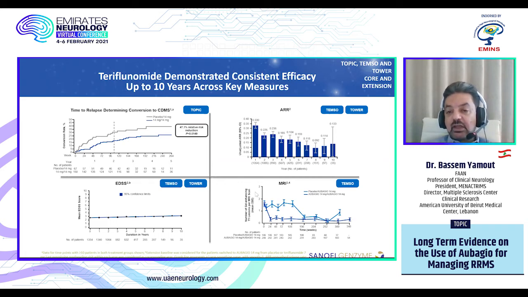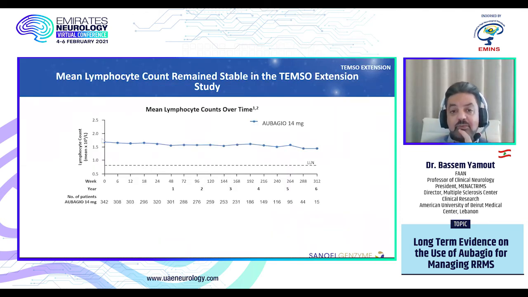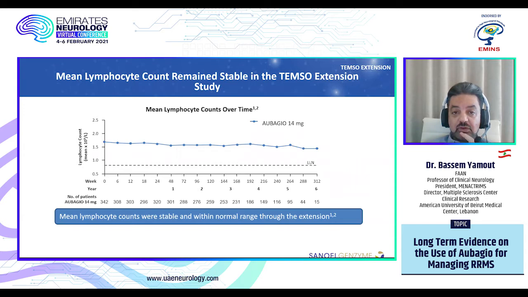So the long-term data shows that this efficacy is maintained for a very long time, whether on relapses or on MRI activity. The mean lymphocyte count also stays stable. So this mild 15% decrease in lymphocyte count does not worsen with time. Actually, it stayed the same and it's stable. And this is another reassuring thing as far as the long-term safety of the medication.